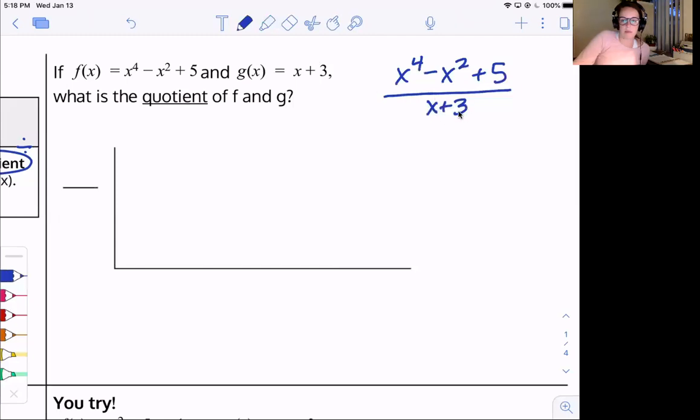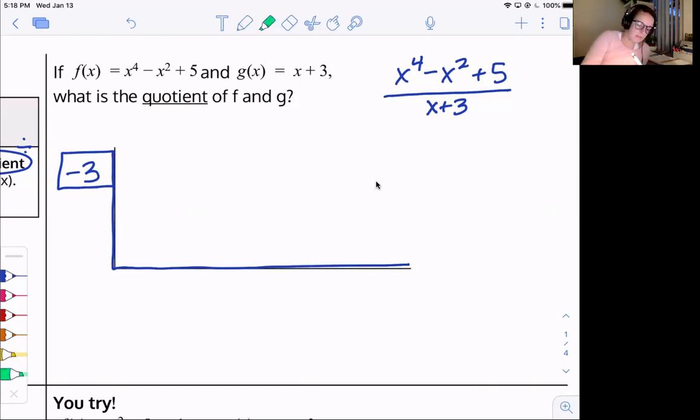So remember that we're going to switch the sign, right? So x plus 3, so I'm going to put negative 3 over here in this box. Then I'm going to draw my upside down division bar. That's kind of what it looks like there. And then I need to put in my coefficients up here. So my coefficient starts with x to the 4th. Remember, that's like 1x to the 4th. It's here. That goes first.